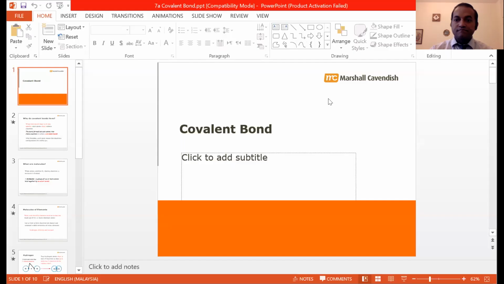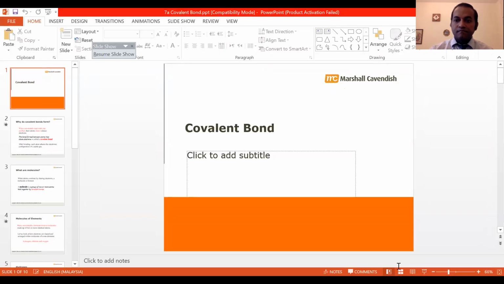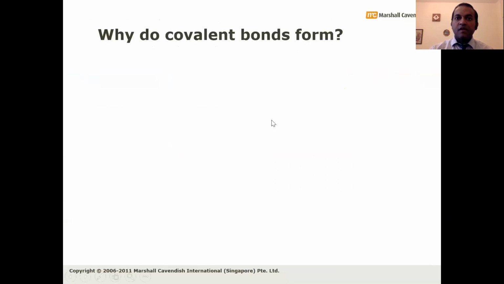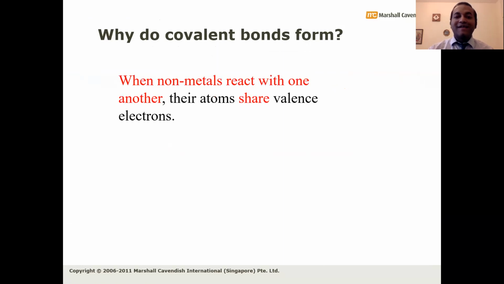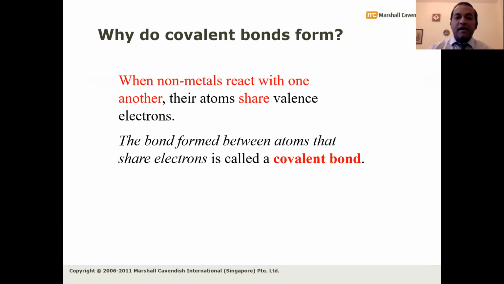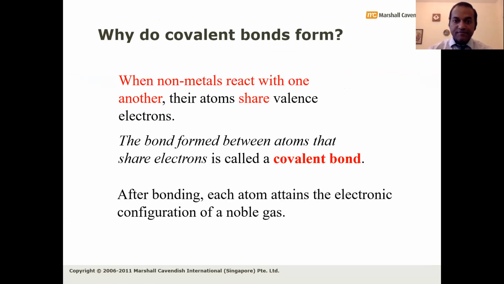We're going to do some drawing as well. So why do covalent bonds form? Because when a non-metal reacts with another non-metal, the atoms like to share the valence electrons. And because they like to share, they like to cooperate, they form covalent bonds.